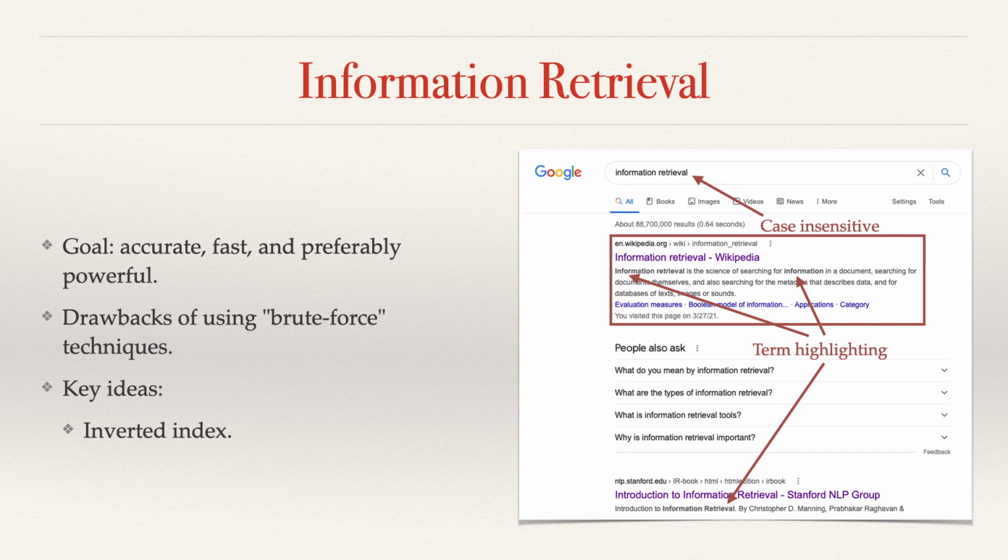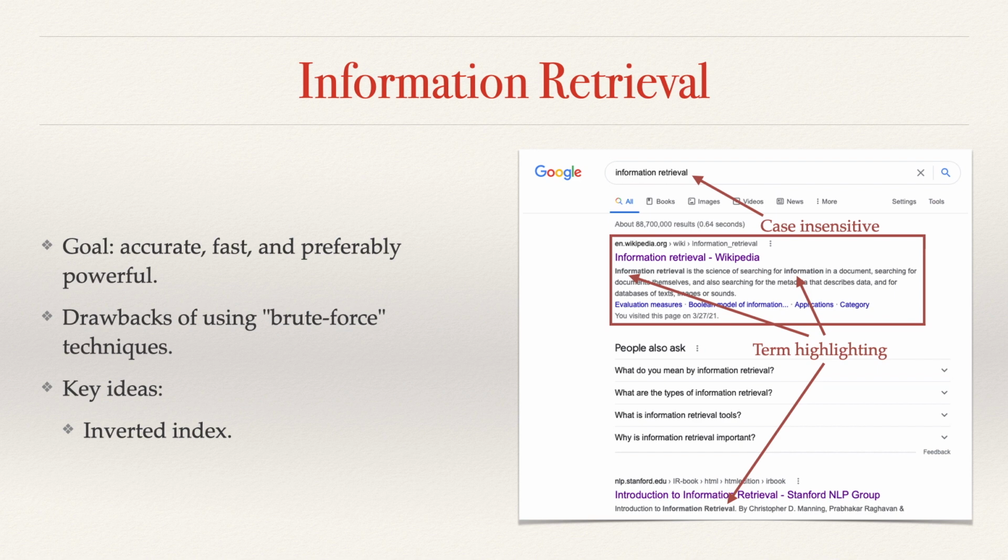To start, Lucene is a type of information retrieval system like a Google search engine. For search engines, we need to be accurate, fast, and preferably powerful. Obviously, we want to be accurate. We also want it to be fast because we don't want to wait days to issue a query. We may also want it to be powerful because we want to issue complex queries like fuzzy, wildcard, or phrase queries. On the right, we can see that Google can also highlight the terms you issue too.